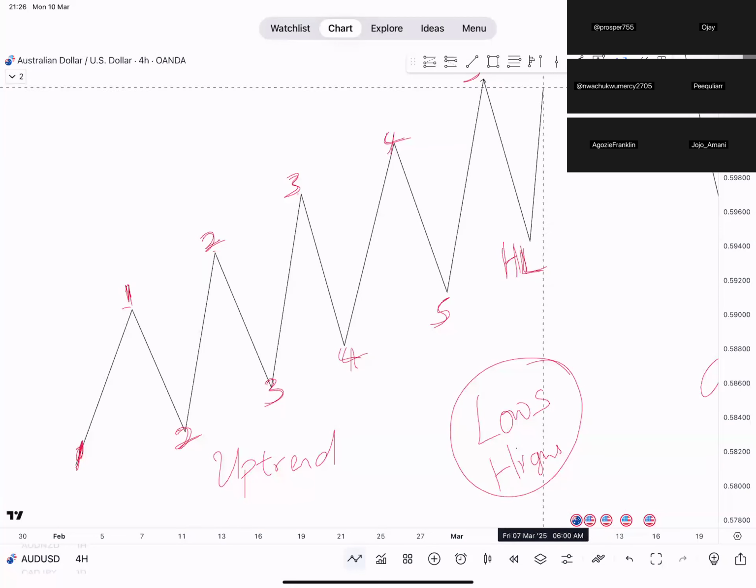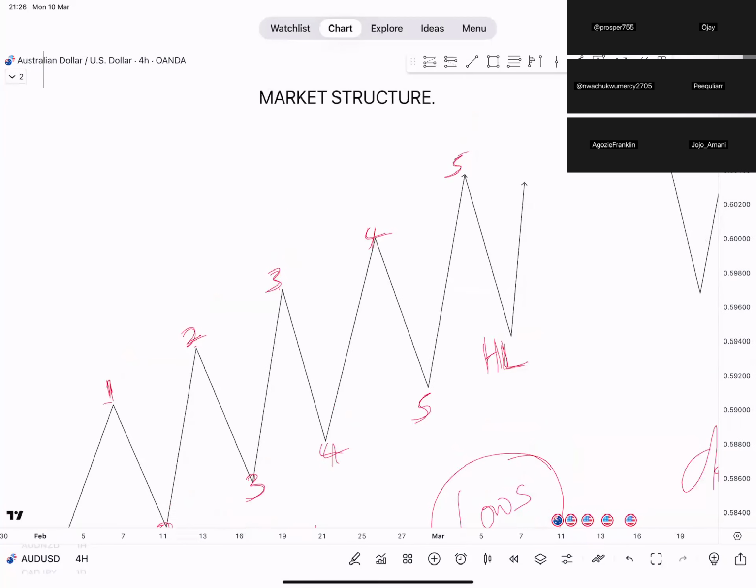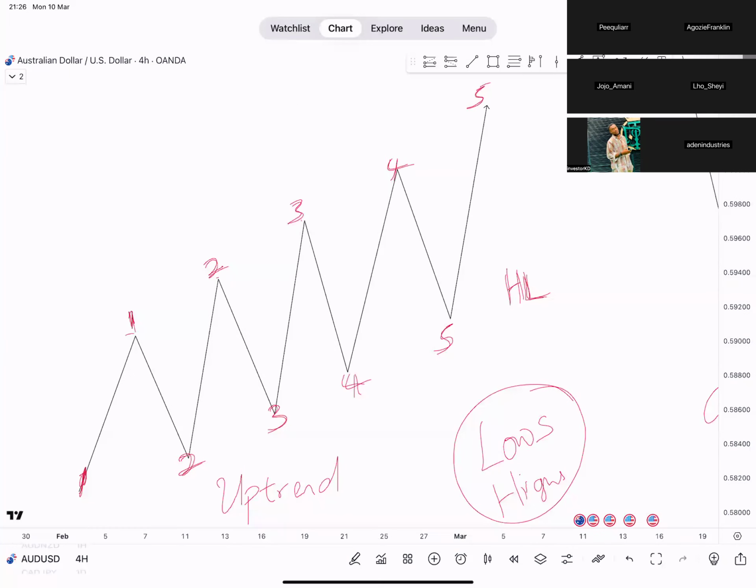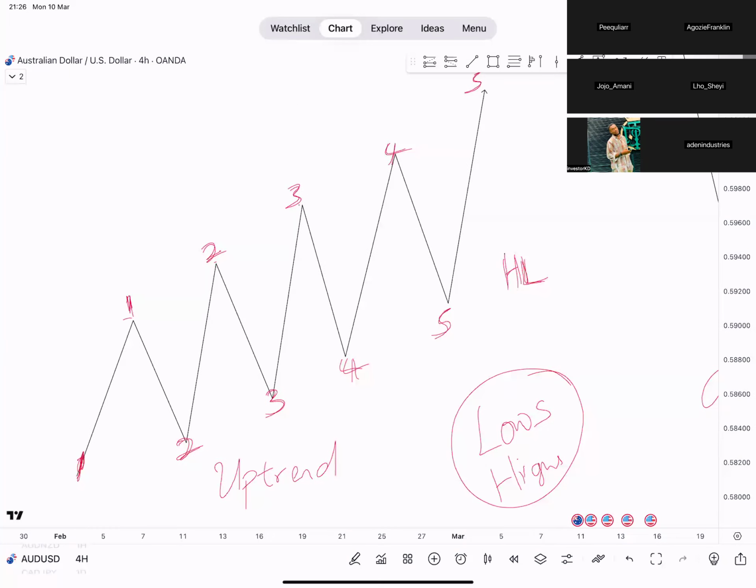It's going to still be higher than low 5, right? So which means that for an uptrend to continue, price has to create lows that are higher than the previous lows. So it is very safe and correct to say that in an uptrend, we have higher lows. Why are they called higher lows? Because they are always higher than the previous lows.